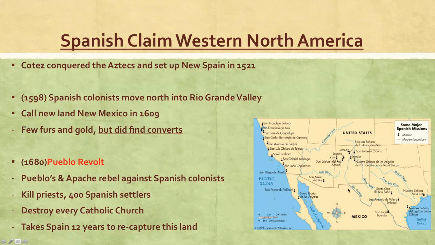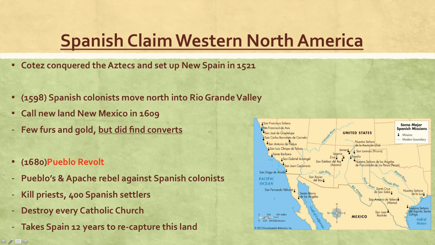We have Spanish colonists moving north, and they're going to come into the modern day United States. They're looking, of course, for the 3Gs as always. They're looking for gold, God, and glory. They don't find these things, but they do find lots of people to convert. And so they're converting people along the way. This is where we'll see Father Junipero Serra build a mission system over in California. We're looking to convert Native Americans to Christianity.